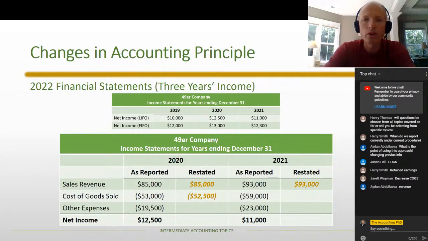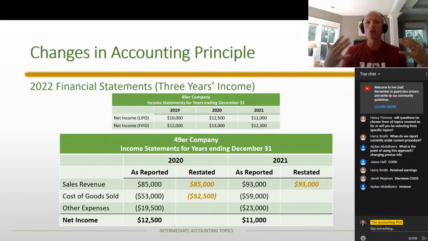So the sales revenue does not change. The way that we account for inventory does not change how much we sell that inventory for. And so there's no difference in our sales revenue. However, it does change the way that we account for the cost of the goods that we sell. And just as Jarrett had pointed out, to have an increase in net income, there must be a decrease in cost of goods sold because it is an expense. And so the restated cost of goods sold would be $52,500 in 2020. What would it be in 2021?